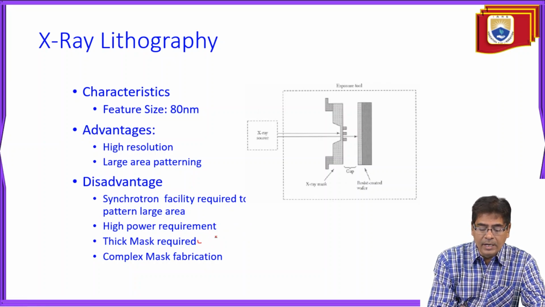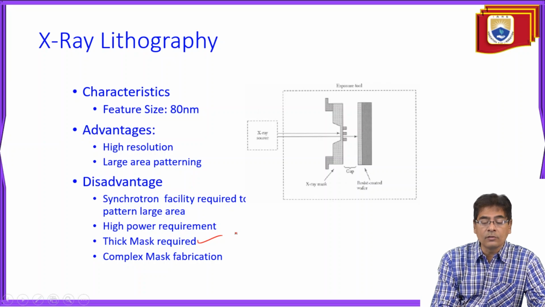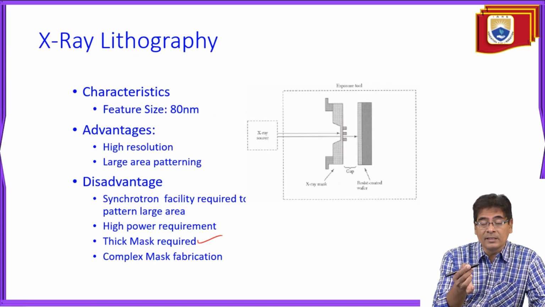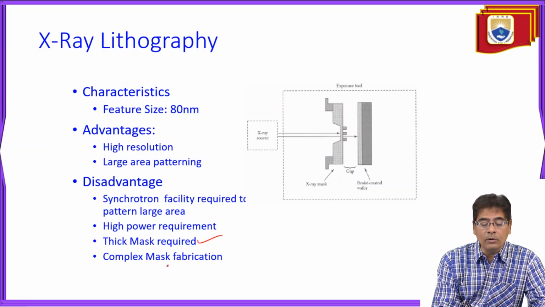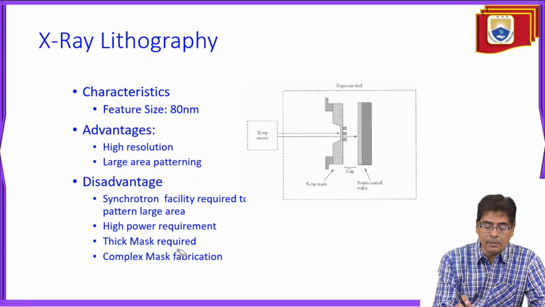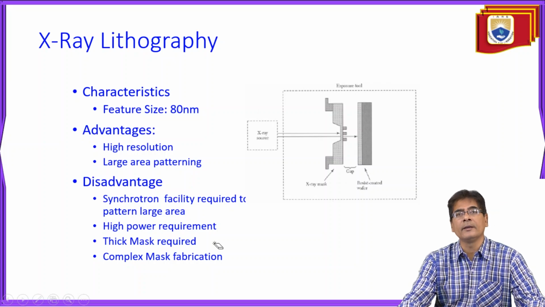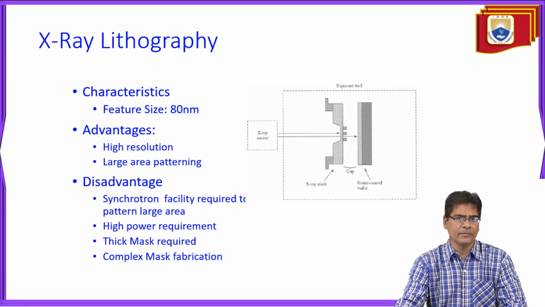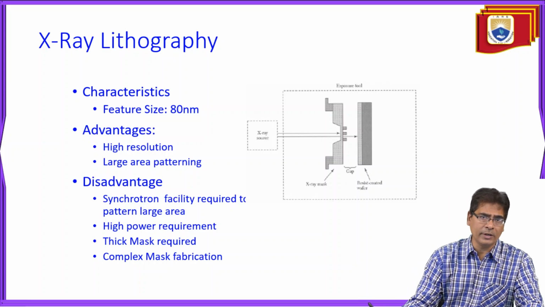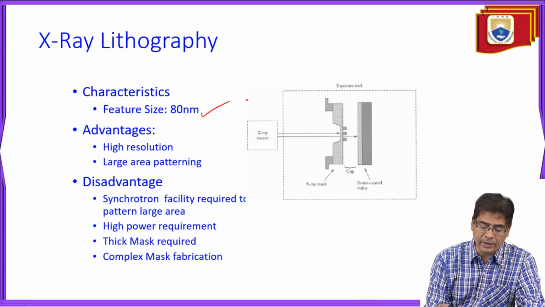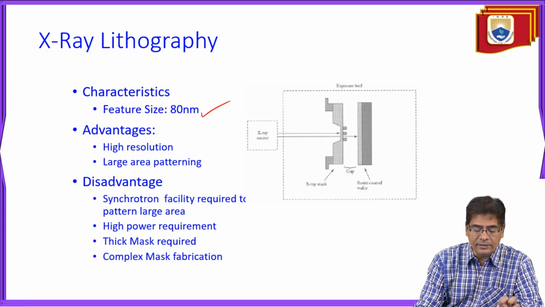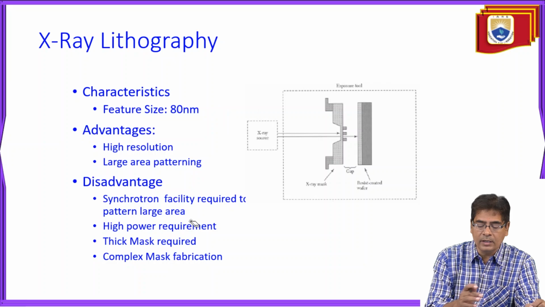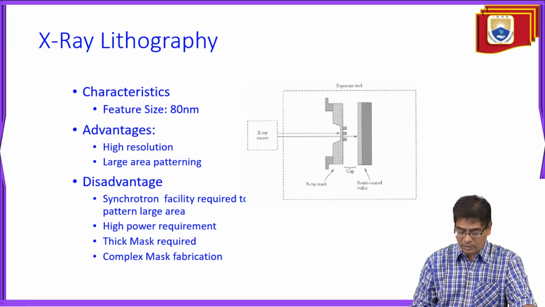One more disadvantage of X-ray lithography is that a thick mask is required, and the mask fabrication is complex and somewhat difficult. That is X-ray lithography. One of its important characteristics, the feature size, is around 70 to 80 nanometers. The advantages are high resolution and large area patterning, and these are some of the disadvantages to consider when implementing X-ray lithography.